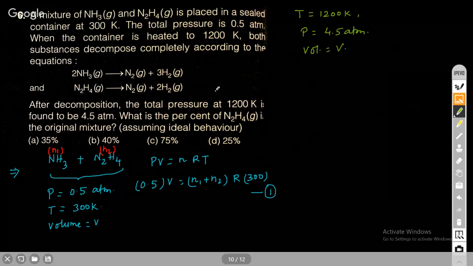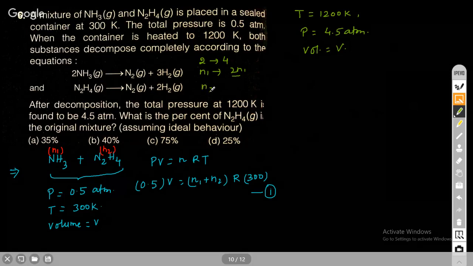But what will be the number of moles? Now you see this equation. 2 moles of NH3 gives 4 moles of product here. Out of 4 moles, we have 1 mole of N2 and 3 moles of H2. So 2 gives 4 moles. How many moles of NH3 have we assumed? N1. So N1 moles gives 2 N1 moles of product, twice of this. Similarly, 1 mole of N2H4 gives 2 plus 1, 3 moles of product.